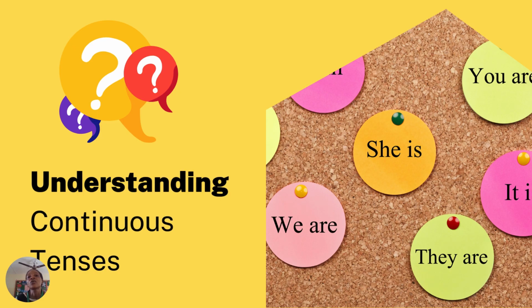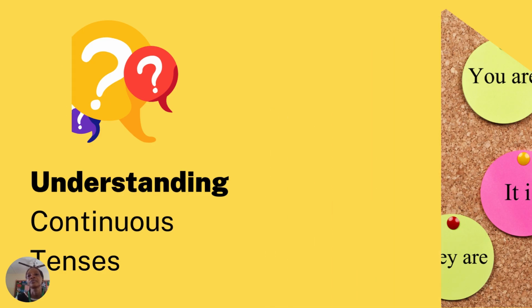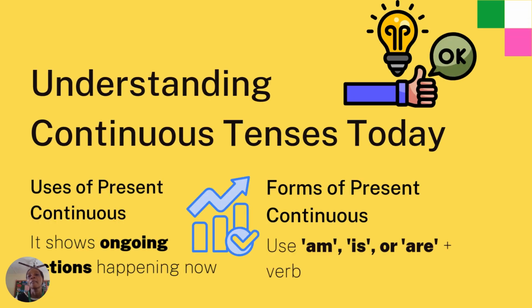Now, understanding continuous tenses, you have to keep some words in mind like we are, she is, they are, you are, it is. Try and keep those words in mind first before we continue. Now, let's talk about what present continuous tenses means.